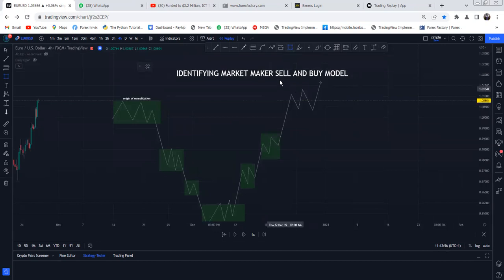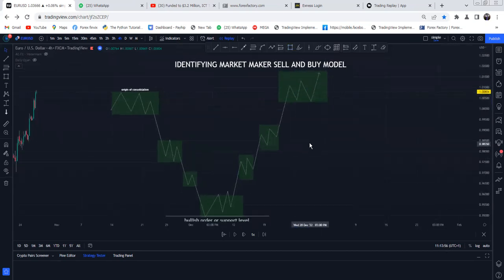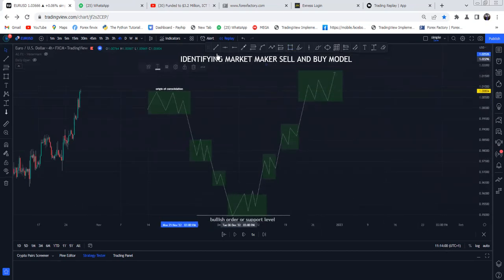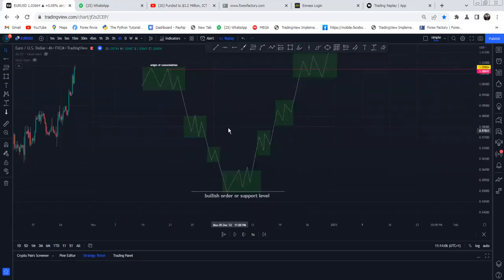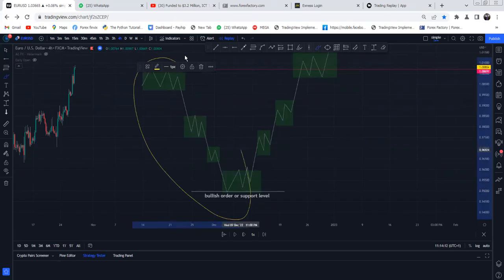It moves on again. The target of this model is to come back and clear the highs of this origin of consolidation. That's where your target is. Once you are able to spot this first move, and then you see confirmations here, your target is going to be the origin of the consolidation. That's where price is going to be going for.